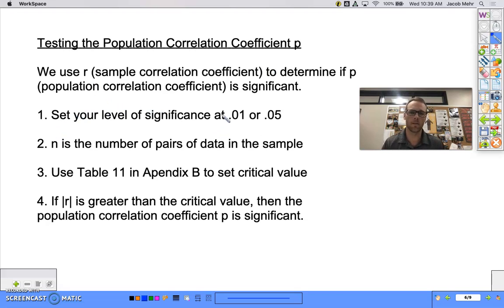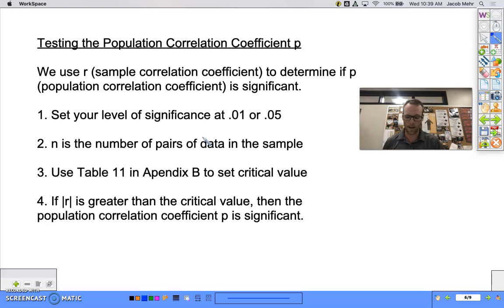So what we'll do is we'll set our level of significance at either 0.01 or 0.05. We're going to be using a table from the back of the book. Those are the two values. N is the number of pairs of data in the sample. So how many pairs of data do we have? That's our N. We'll use table 11 in Appendix B to set our critical value. So in the back of the book, I see that on page A26. Right here, table 11, you'll notice that the headings are N, alpha equal to 0.05, alpha equal to 0.01. So again, you'll set your level of significance, find your number of data pairs, and then find what our critical value is.